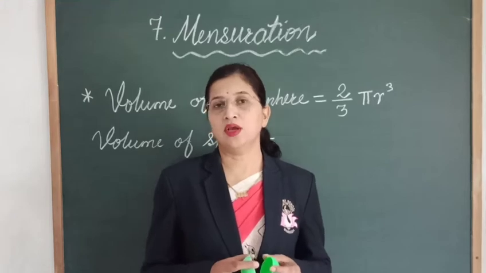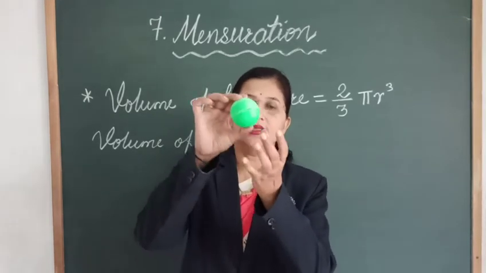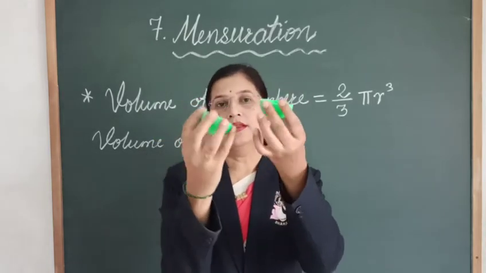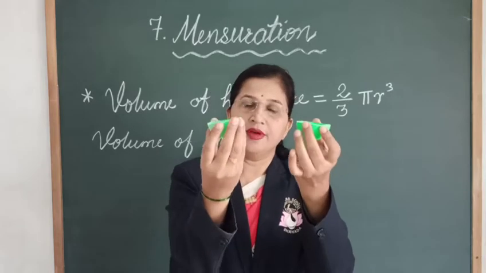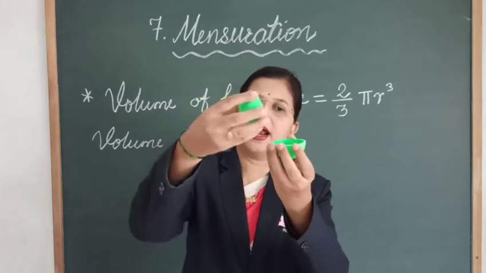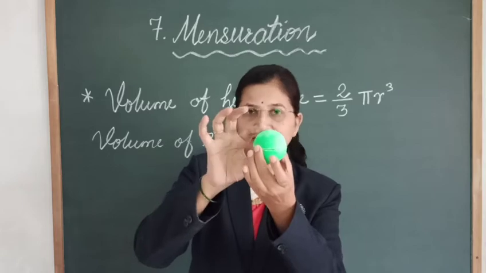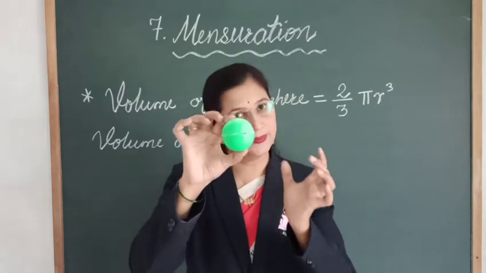Now let's find out the volume of a sphere. The volume of this sphere is nothing but the volume of this hemisphere and this hemisphere. If we take the volume of the hemisphere 2 times, and do it in this way, we'll get both. By adding both volumes, we'll get the volume of a sphere.